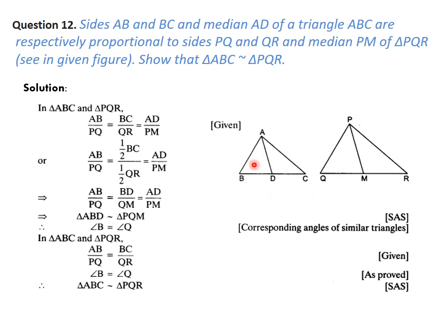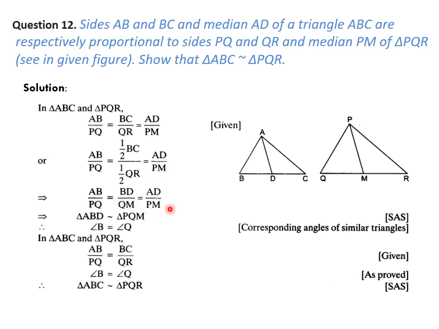And we can do that by proving triangle ABD is similar to triangle PQM. If we can prove that, then we will get the ratios of these proportional sides and the angle between them can also be equal if these two are similar. So we are targeting to prove these two to be similar first. That's why we have chosen BD and not CD. Now, half of BC is equal to BD and half of QR will be equal to QM. Again, we are leaving the remaining same.